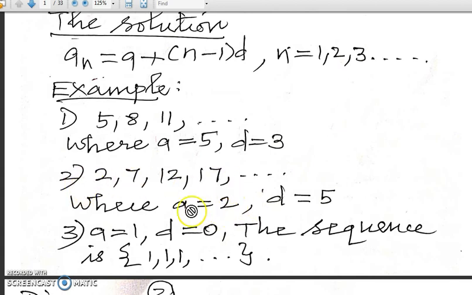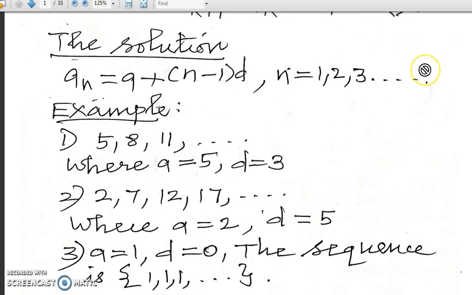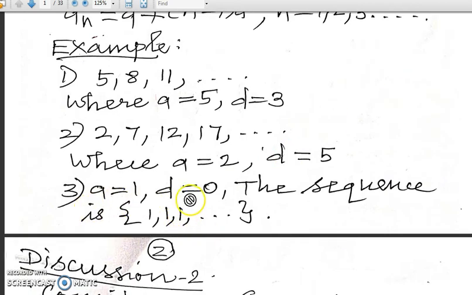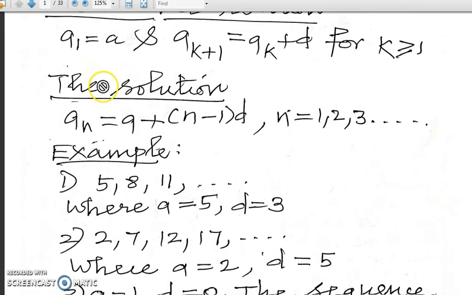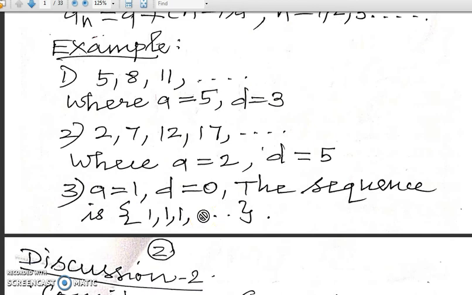Similarly here, when a is equal to 2 and d equals 5, you'll have 2, 2 plus 5 is 7, 7 plus 5 is 12, 12 plus 5 is 17. So again we have a recurrence relation where a1 is equal to 2 and a(k+1) equals a(k) plus 5 for k greater than or equal to 1. Last one, when a1 is equal to a and d is equal to 0, for different k we'll get 1, 1, 1, and that is what we have here.